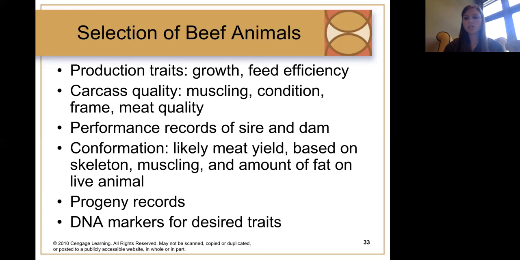And then another more scientific approach is that there are DNA markers for desired traits. So a lot of people that provide semen for artificial insemination may have done that. So they can give you more of an explanation of whether or not an animal has the desired traits.